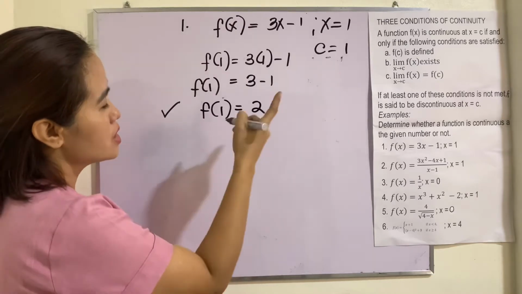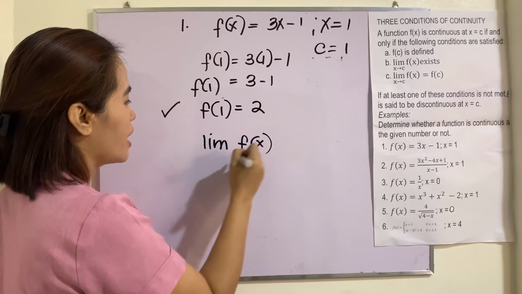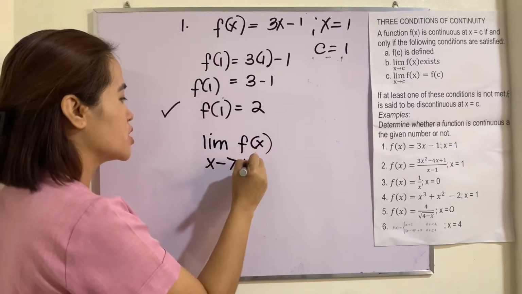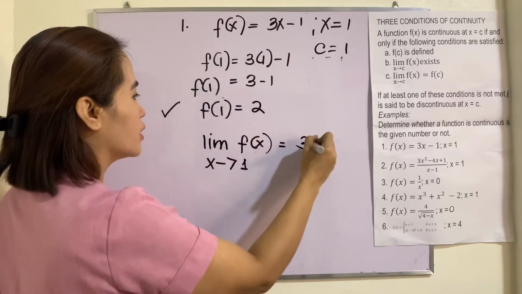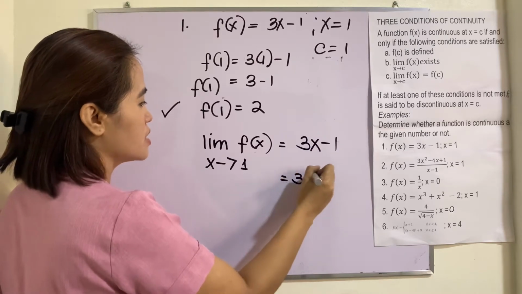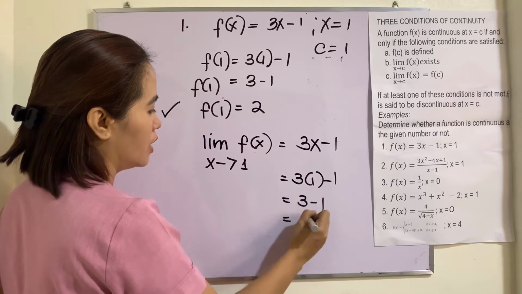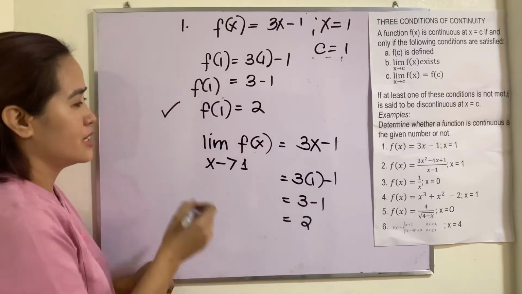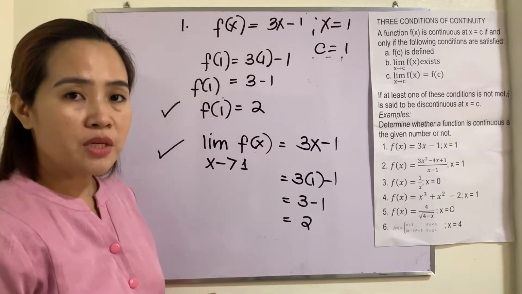Now, what about the second? The limit of f of x as x approaches c, which is 1, is equal to the value of 3x minus 1. We replace x by 1, so this is 3 times 1 minus 1. This is 3 minus 1, and this one is 2. So therefore, the limit exists. Condition number 2 is satisfied.